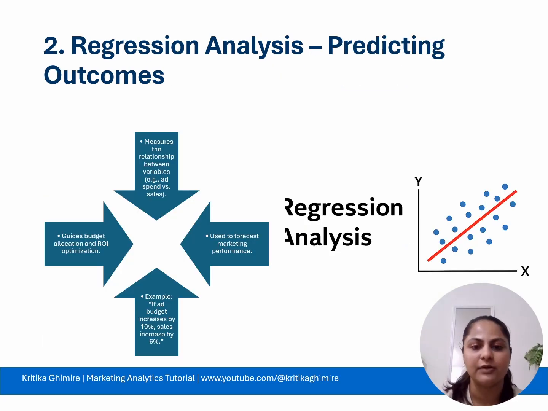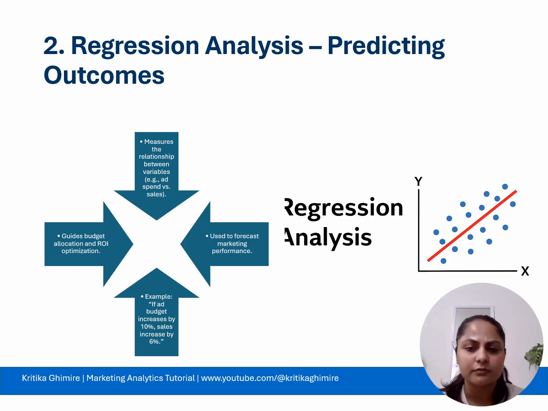It's all about regression analysis. It also says predicting what will happen. Now let's talk about regression analysis. It's one of the most useful tools in marketing analytics. While descriptive analytics looks back, regression looks forward. It helps you find relations between two or more factors and make predictions.